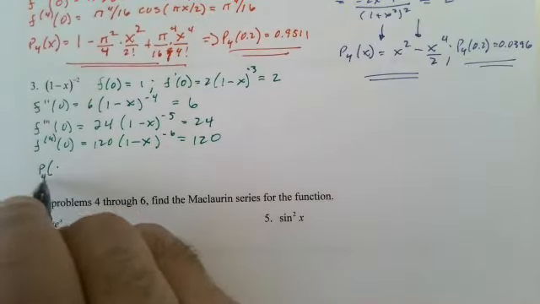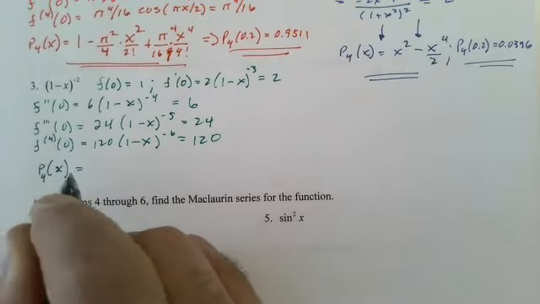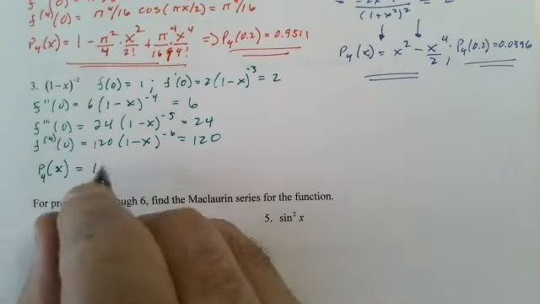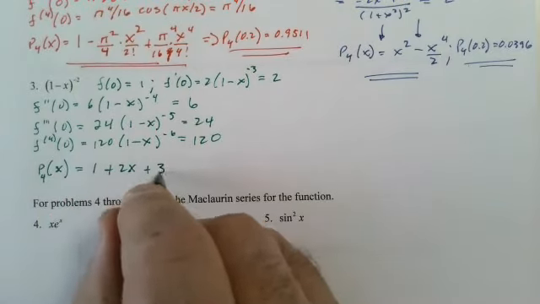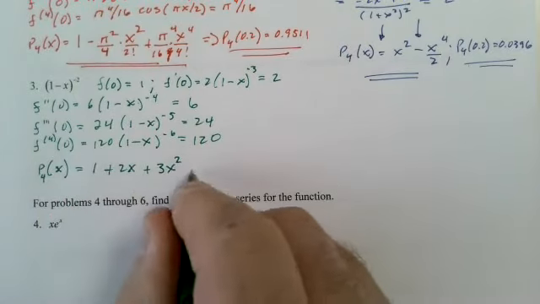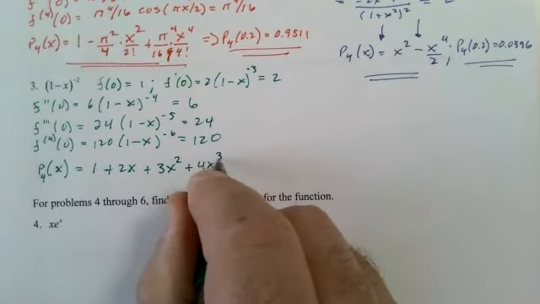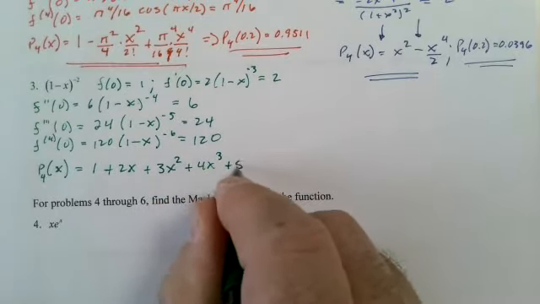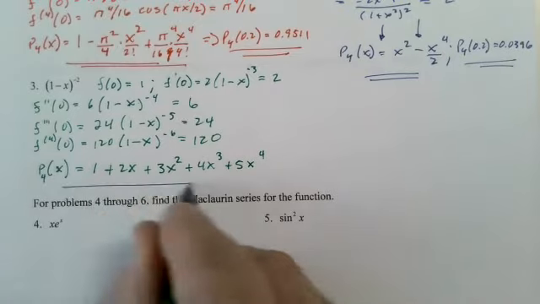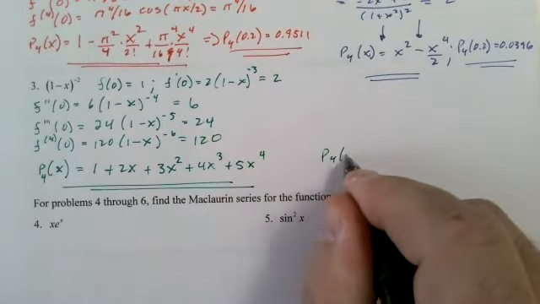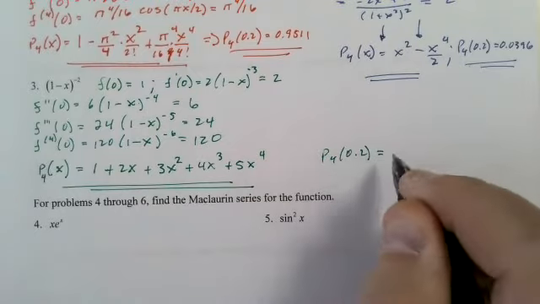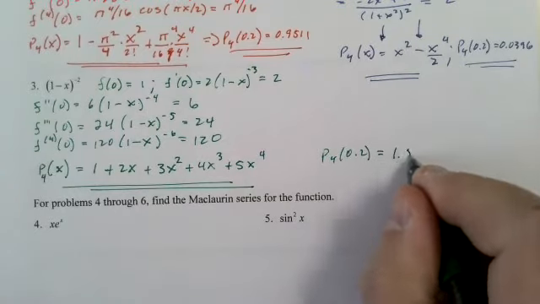P4 of x equals 1 plus 2x plus 3x squared plus 4x to the third plus 5x to the fourth. And then P4 of 0.2 equals 1.56.